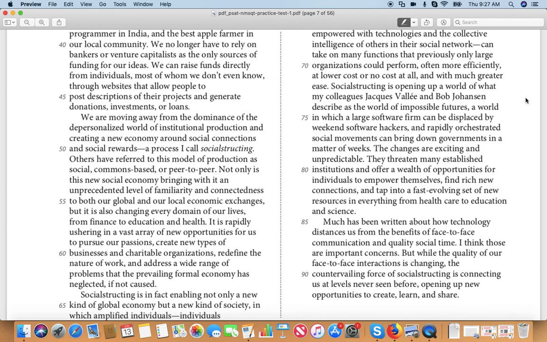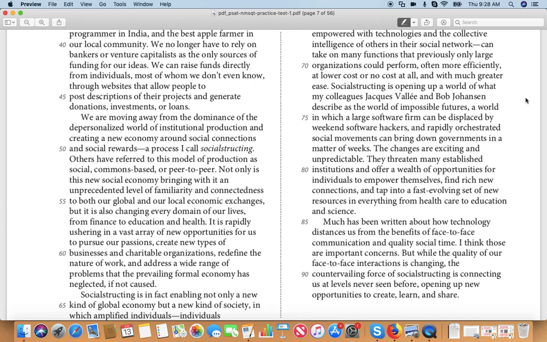Written about how technology distances us from the benefits of face-to-face communication and quality social time are important concerns. But while the quality of our face-to-face interactions is changing, the countervailing forces of social structuring is connecting us at levels never seen before. New opportunities to create, learn, and share. Yeah, well, our quality of our face-to-face interactions is changing. The countervailing force.